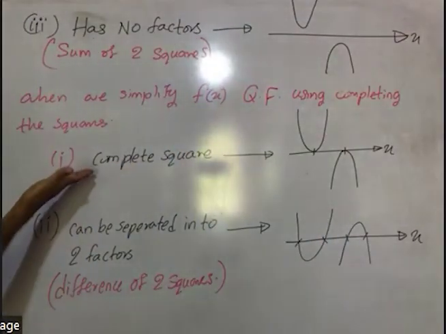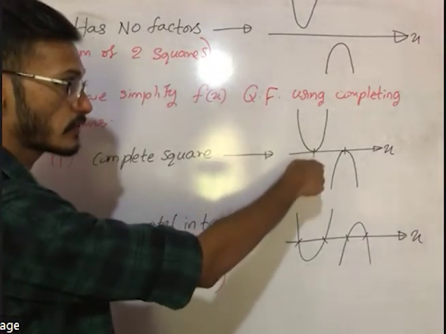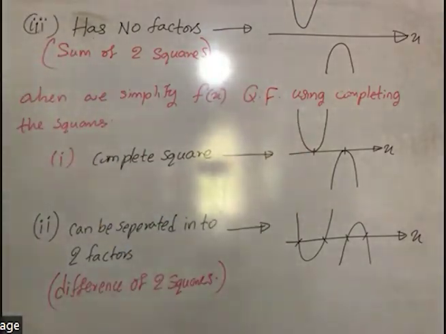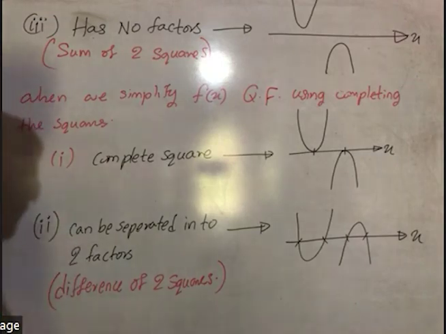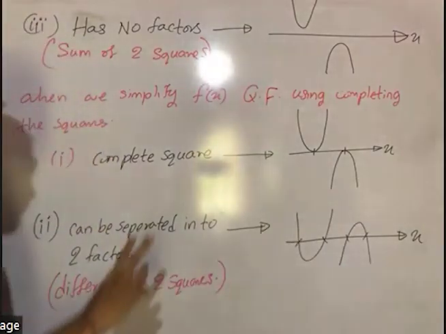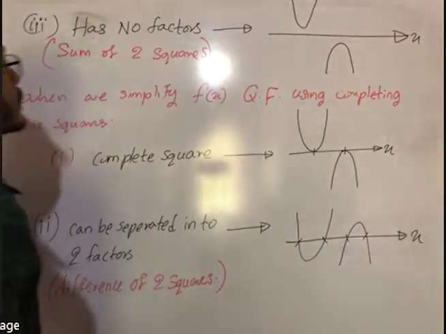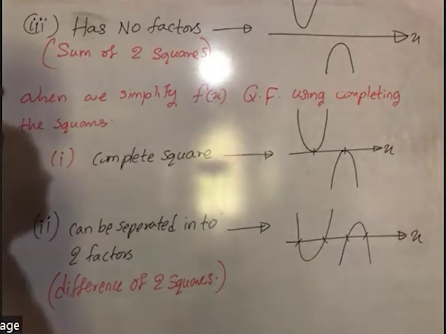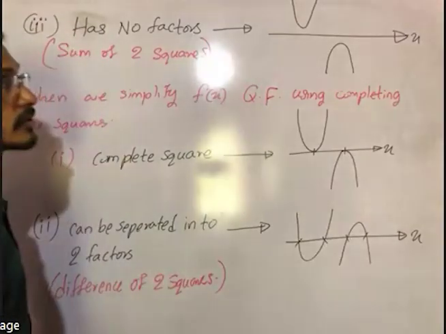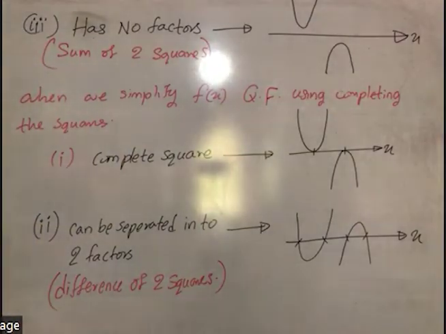There can be a complete square. That means there is one solution, touching the x-axis, right? There can be two factors. That means the function will intersect the x-axis at two points, so two solutions. Or the function has no factors. That means there are no solutions, or the function will not touch the x-axis, right? So these are the things we have discussed in the previous two lessons.